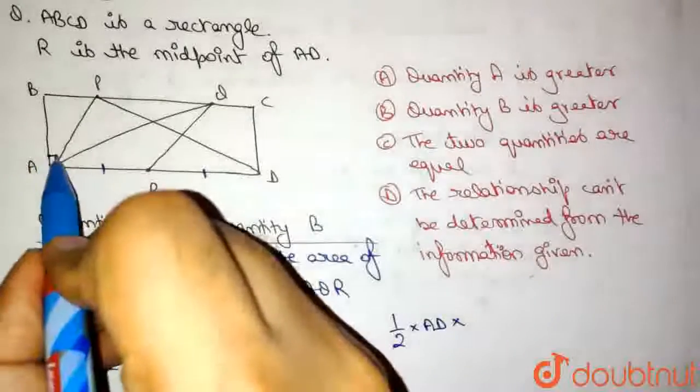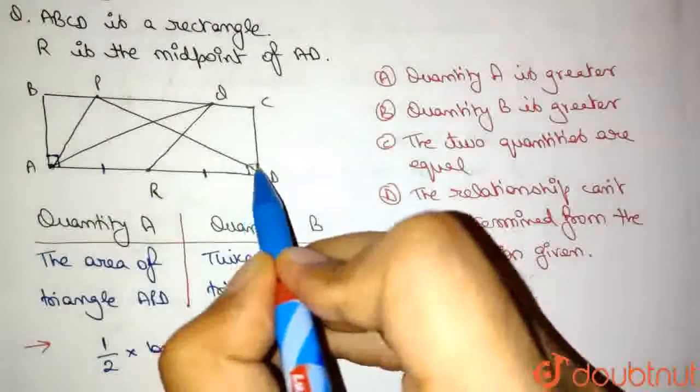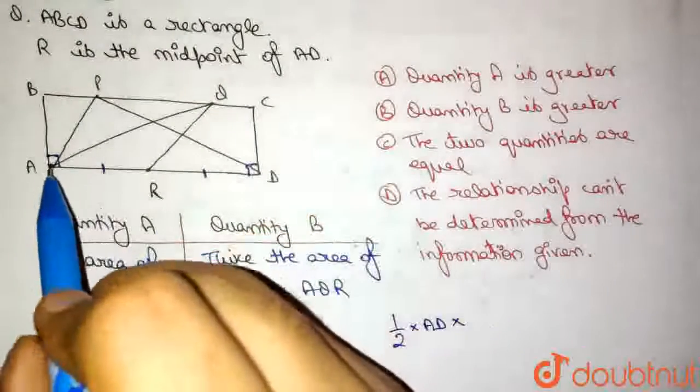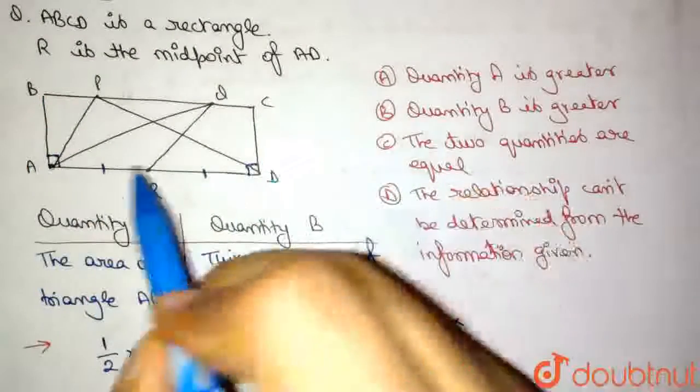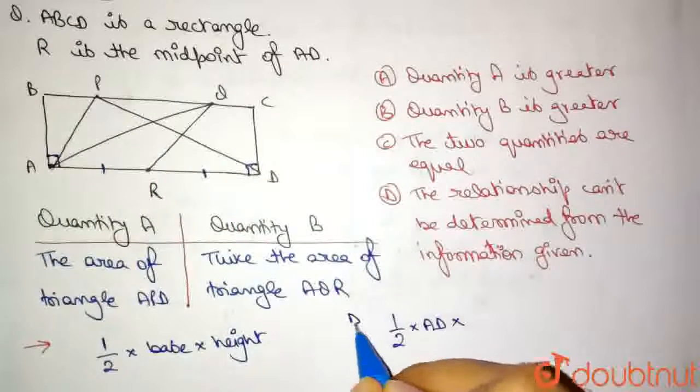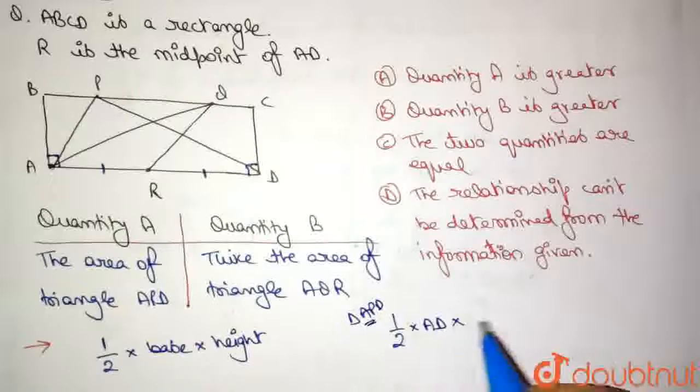So this angle is 90 degrees. All the angles of a rectangle are 90 degrees. So we can say that this AB or this CD is actually the height of this triangle APD. So I'm writing this for triangle APD. I'm going to write the height as AB.